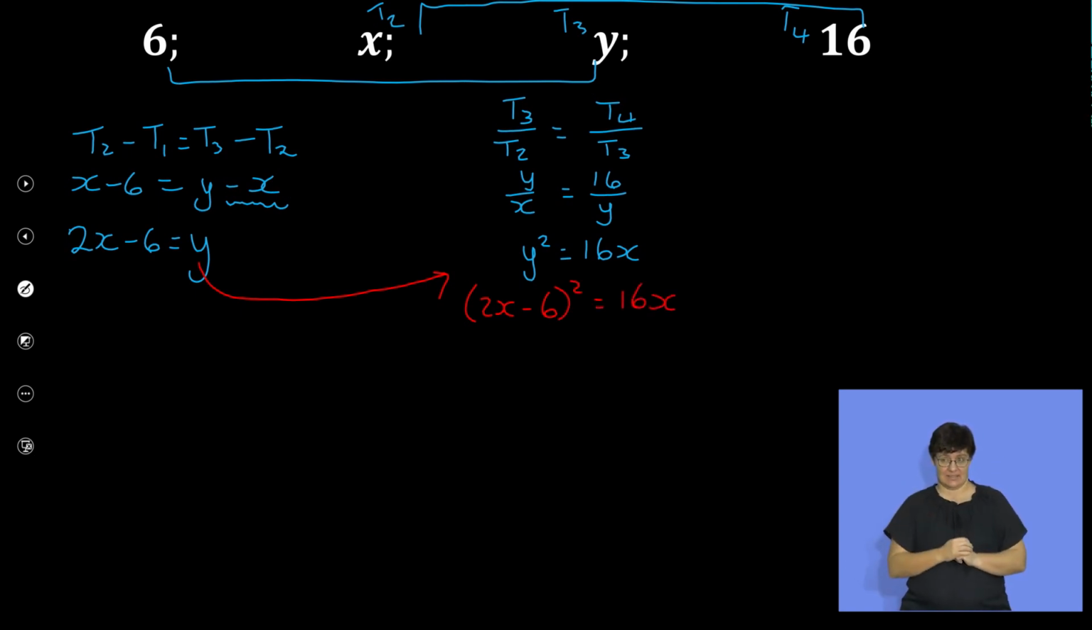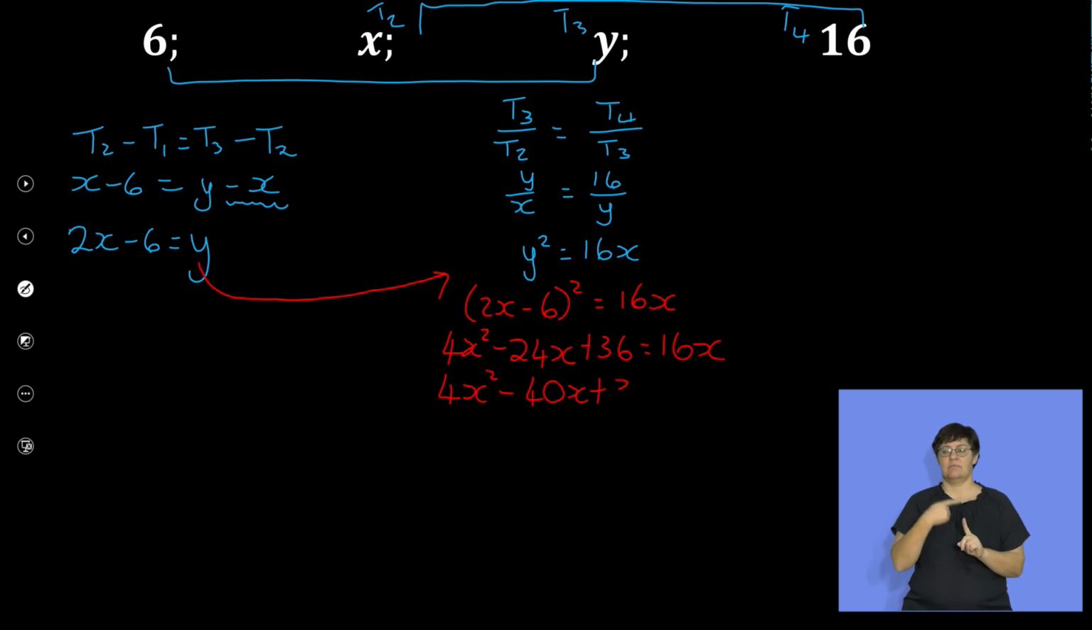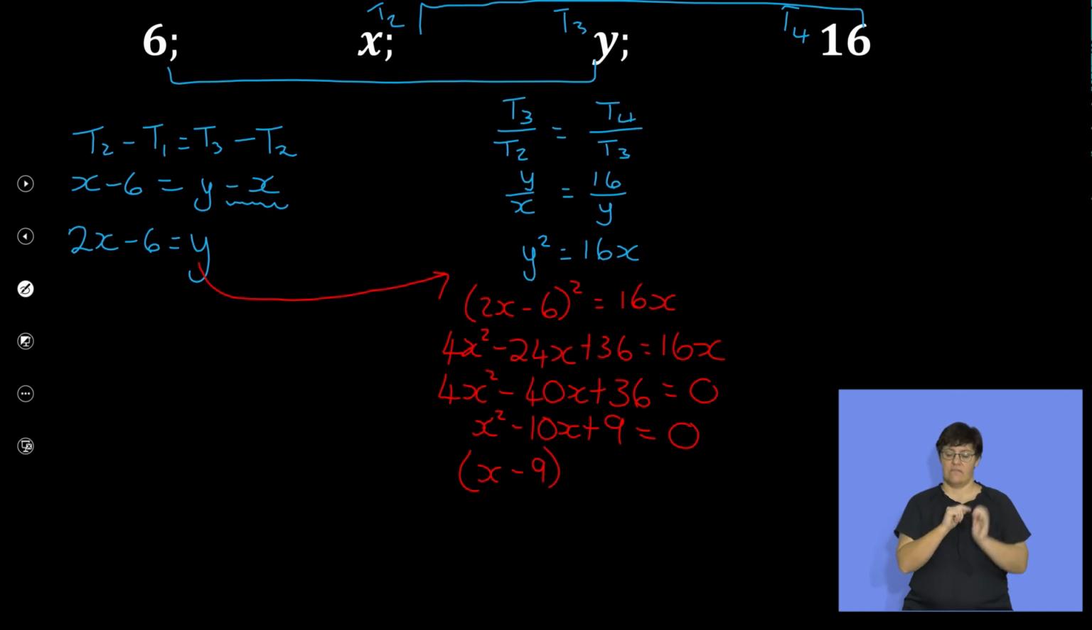If I multiply those two binomials out, I'm going to be left with 4x squared minus 24x plus 36 is equal to 16x. I'm now going to move the 16x over to the left-hand side, so I'm going to have 4x squared minus 40x plus 36. To make this trinomial a bit easier, everyone, I'm going to divide by 4, so I'm going to have x squared minus 10x plus 9. This trinomial can be factorized to be (x minus 9)(x minus 1). So x is equal to 9, or x is equal to 1.